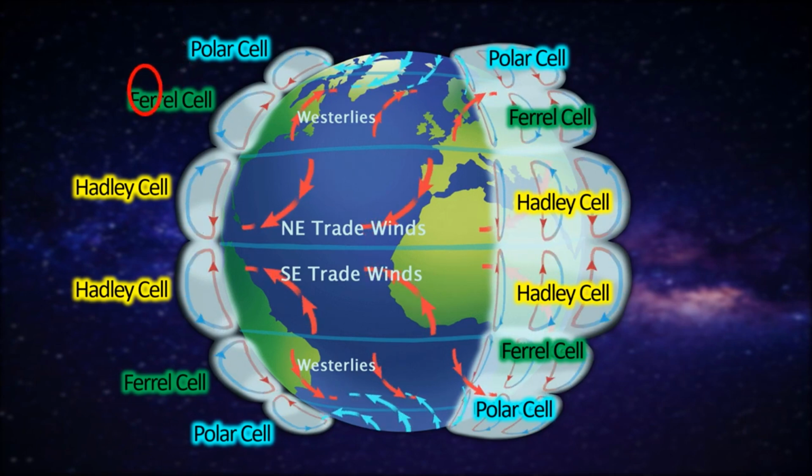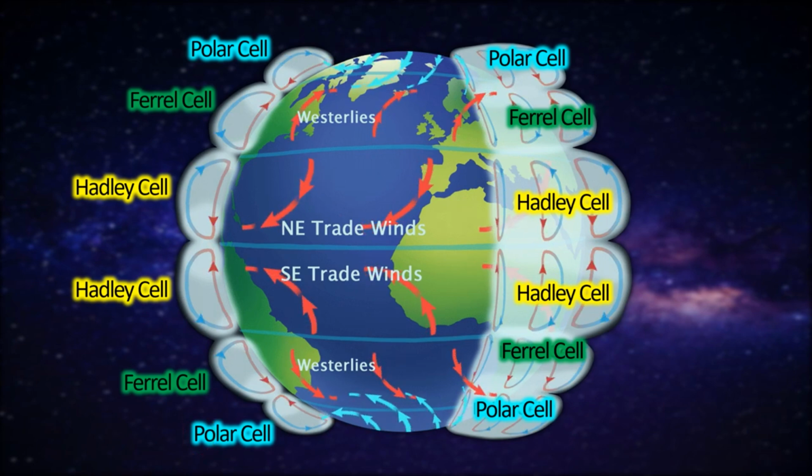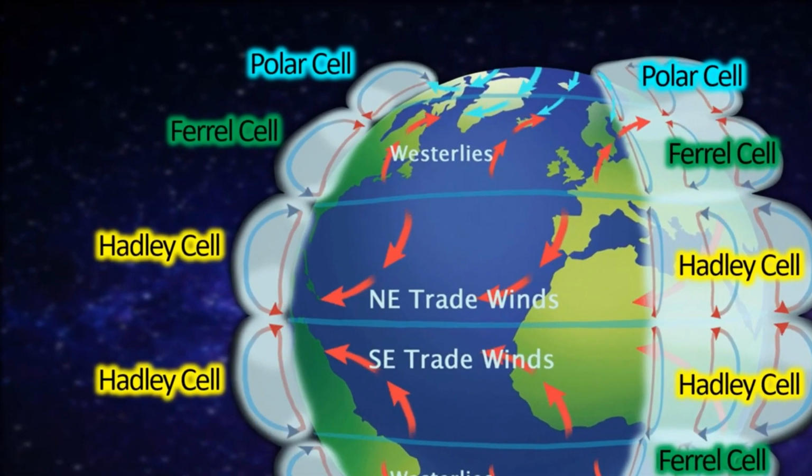Remember, Peter fell hard, hard fell Peter. These cells each have a significant role in circulating air masses all around the globe, hence the term global atmospheric circulation. Let's break it down.